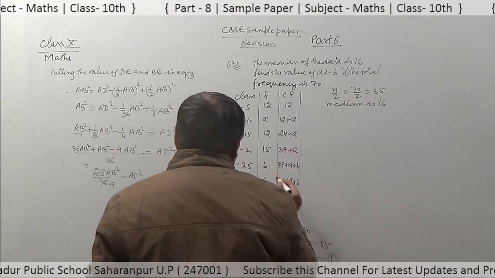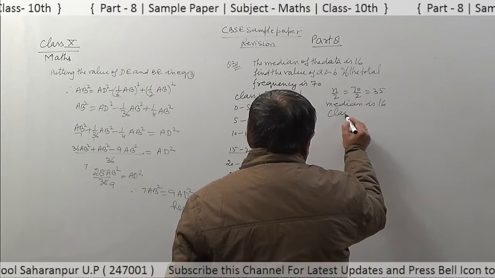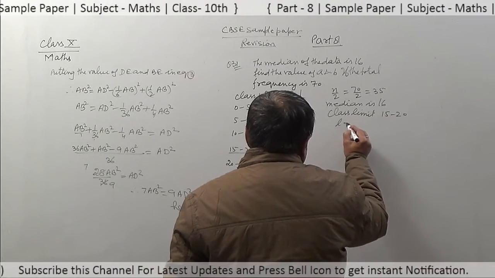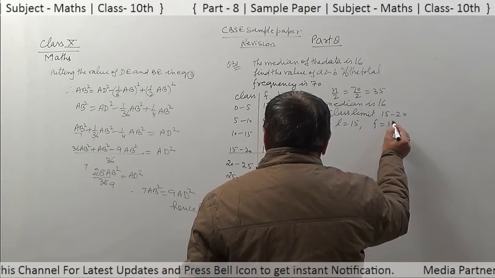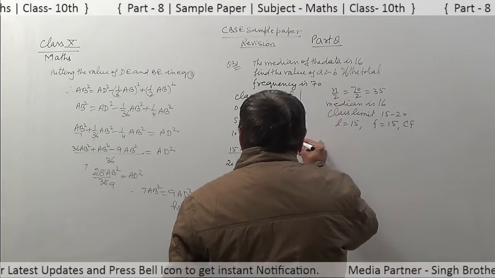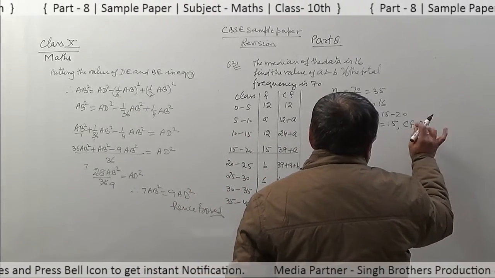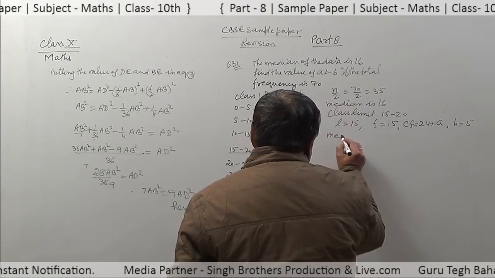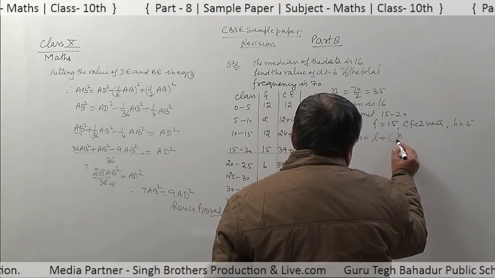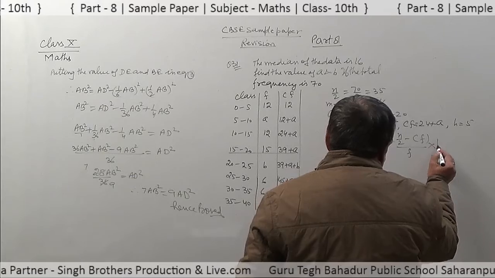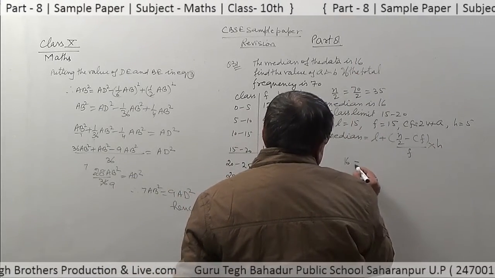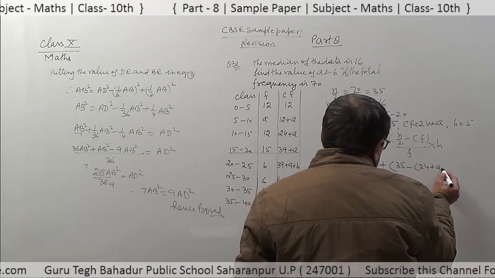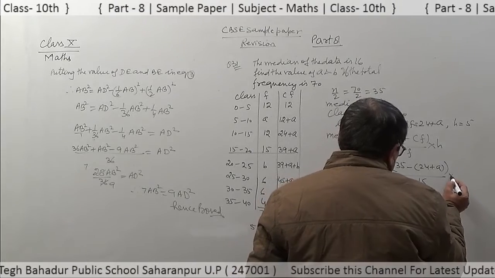Median is 16. So, it lies in class limits 15 to 20. L is 15, F is also 15, CF is 24 plus A and H is 5. So, median is equal to L plus N upon 2 minus CF upon F into H. Median is given to you 16, L is 15, N by 2 is 35, CF is 24 plus A and F is 15, H is 5.